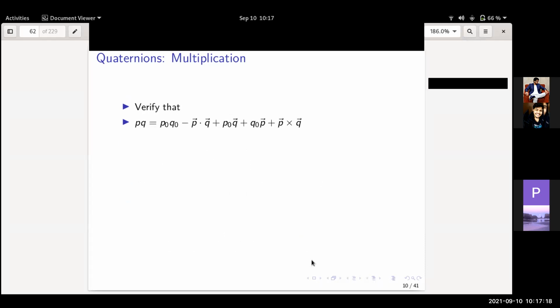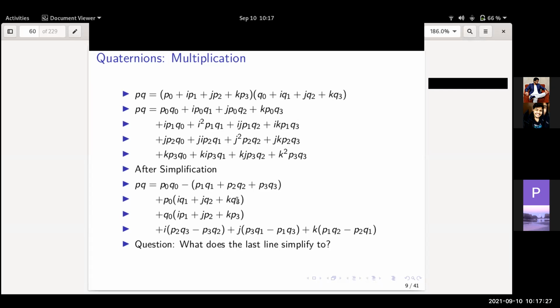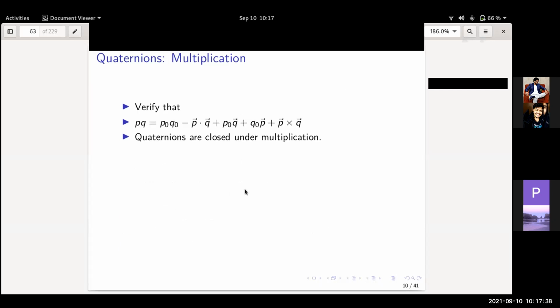So that is what it is. What does the last line simplify to? Okay, I will just go one step back here. p naught multiplying the vector part of q, q naught multiplying the vector part of p, and you have the vector part of p cross the vector part of q, and above you have p naught q naught minus the vector part of p dot the vector part of q. If you remember this, this will give you a clue how to compute the quaternion multiplication. Of course, simplification is always required when you have numericals. It is clear that whatever you obtain is also a quaternion, so they are closed under multiplication.